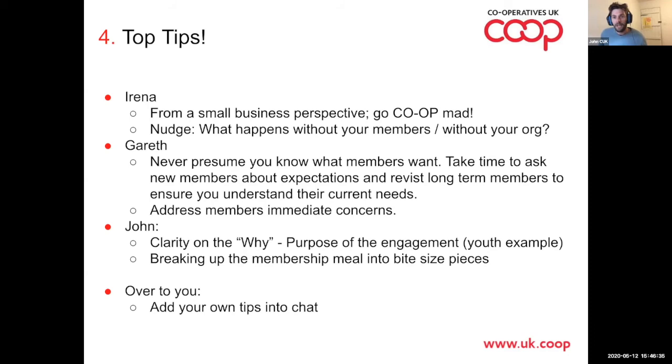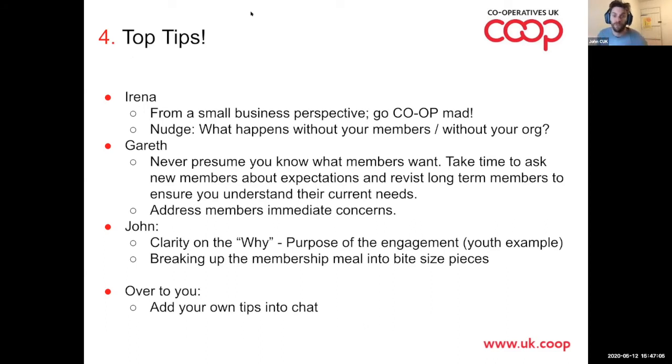Second tip for me is breaking the membership meal into bite-sized pieces. You might have within your organisation a big chunk of work or a big thing you want to engage members in, and because you deal with it every single day, it might not look that big or scary, but it really is. If somebody's new to your organisation or doesn't even know it, then engaging is a huge hurdle to go through. So what can you do to break that up and make it less scary?